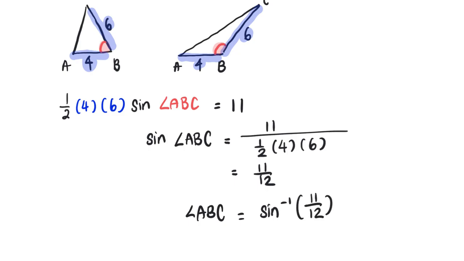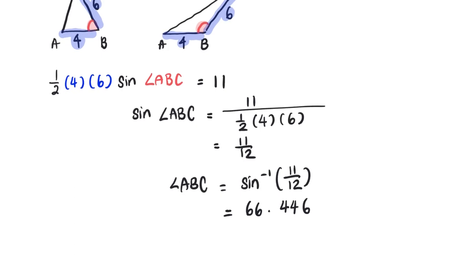And do take note, when you key into your calculator, it will always give you the acute angle. So in this case, I would then have my acute angle 66.446 to find significant figure. But at the same time, do also take note that angle ABC can also be an obtuse angle as shown above in my diagram.